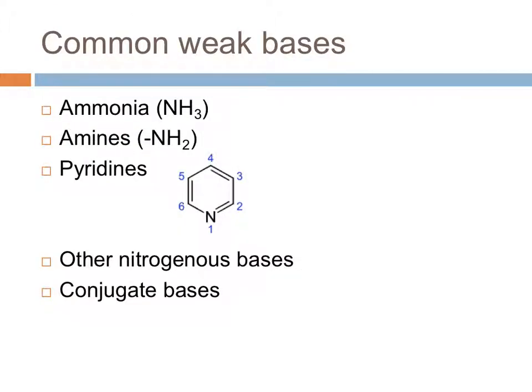Here's just a list of your common weak bases. We've talked about this before, but a lot of them are nitrogenous bases. They have ammonia, amine groups that have the same structural properties of ammonia. Pyridines have these rings with, again, nitrogen on it, and those nitrogens are very good at accepting hydrogens, which is what classifies them as a base.